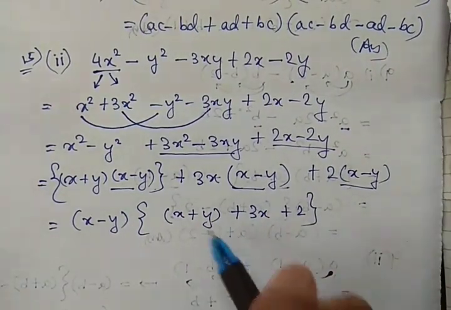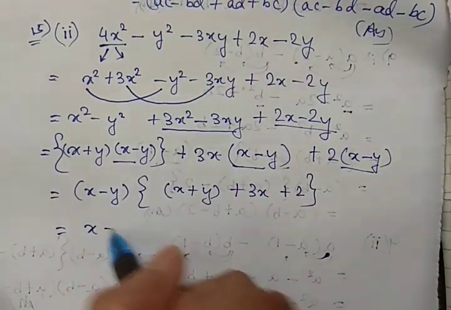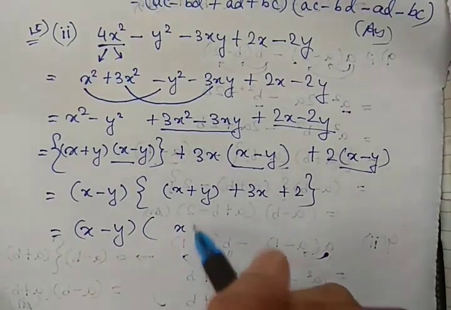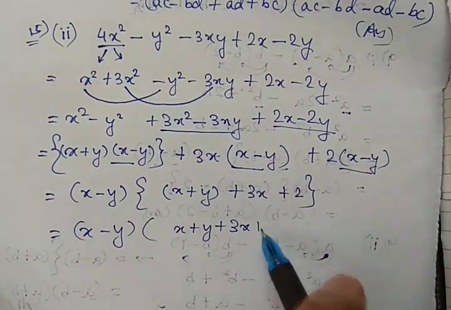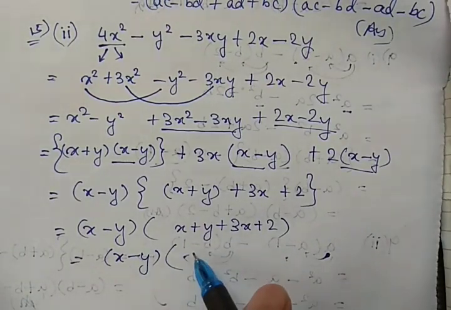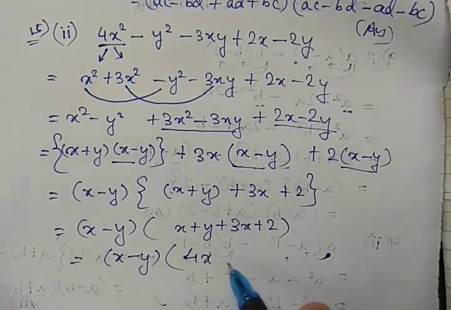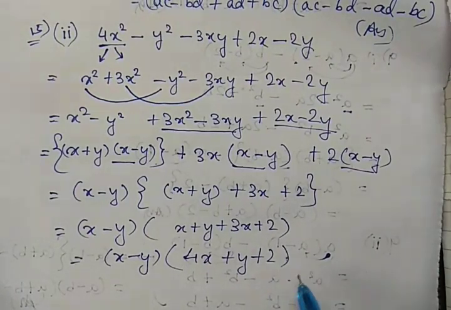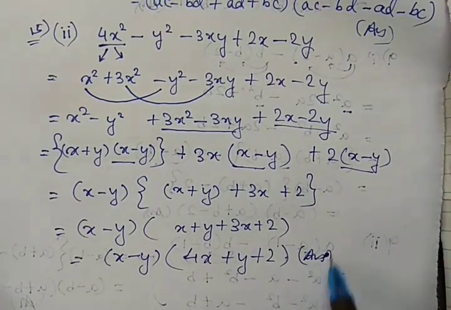Now let us remove the brackets. Therefore this becomes (x minus y) into (x plus y plus 3x plus 2). So this becomes x minus y, 3x plus x becomes 4x plus y plus 2. So this becomes the answer.